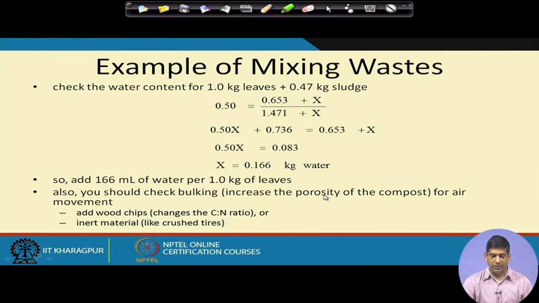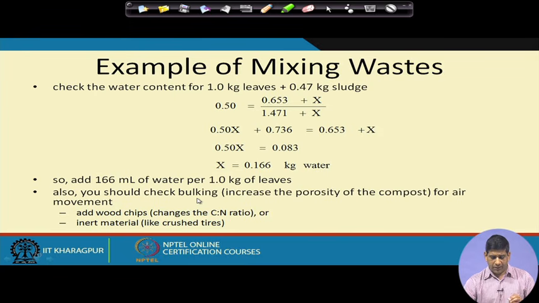Also we can look at bulking agent. Do we need to add wood chips, or some crushed tires, inert material, as a bulking agent to increase the porosity of the compost for air movement? We also need to calculate the air pollution control system. Those things need to be done as well.